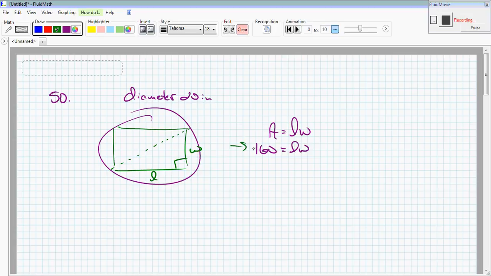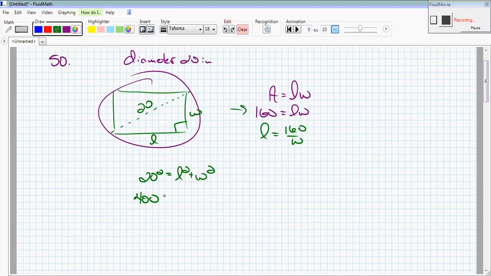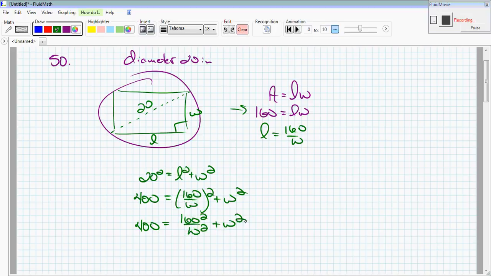Now over here, we can solve either one of these very easily for L or W. Length equals 160 divided by W, and W equals 160 divided by the length. So all we need is one more equation involving L and W. The Pythagorean theorem would state that 20 squared has to equal L squared plus W squared. So 400 has to equal the length squared, which is (160 over W) squared, plus W squared.